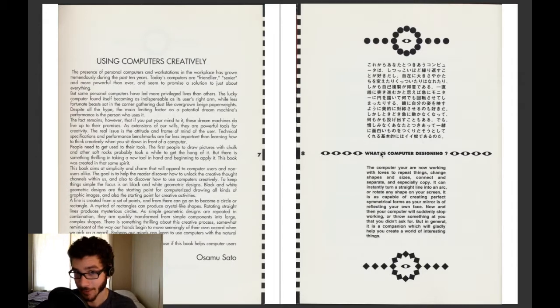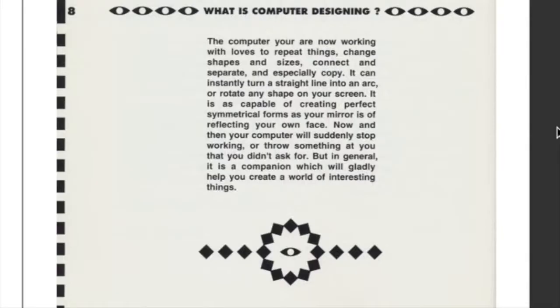And for dramatic effect, what is computer designing? The computer you are now working with loves to repeat things, change shapes and sizes, connect and separate, and especially copy. It can instantly turn a straight line into an arc, or rotate any shape on your screen. It is as capable of creating perfect symmetrical forms as your mirror is of reflecting your own face. Now and then, your computer will suddenly stop working or throw something at you that you didn't ask for. But in general, it is a companion which will gladly help you create a world of interesting things.